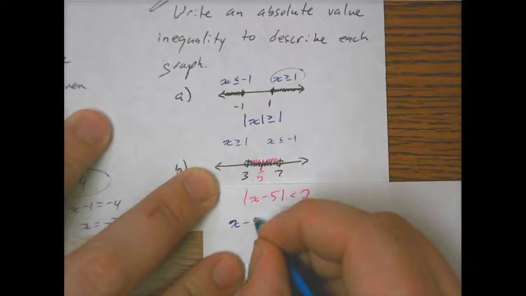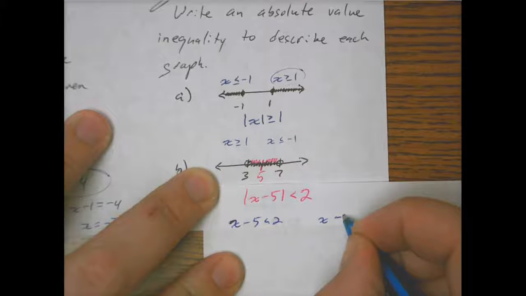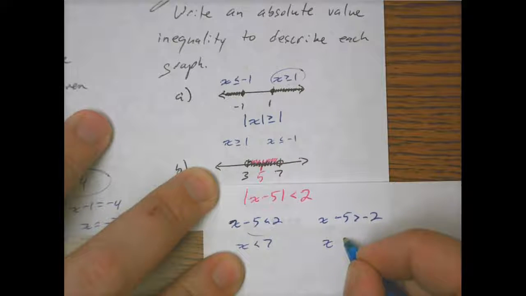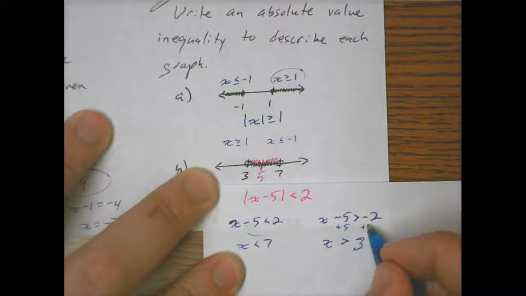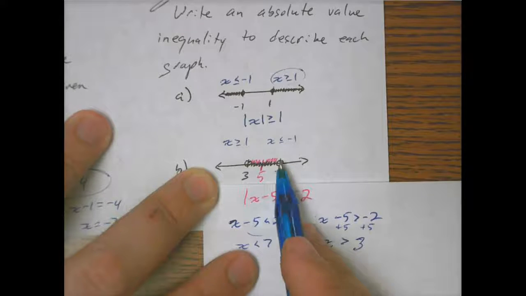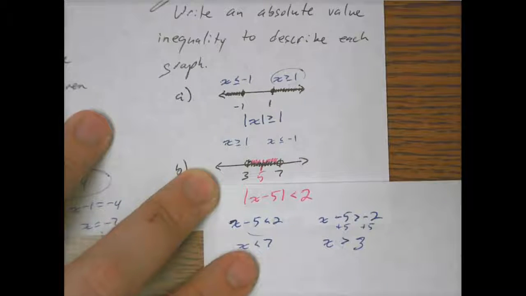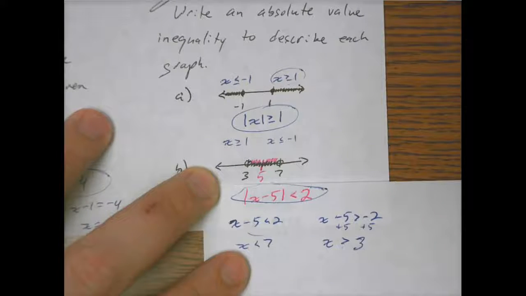So if we set this up like we want to solve, and then I would add 5, so x is less than 7. x is greater than 3. Plus 5, plus 5. All right, so less than 7, greater than 3. I know I have that set up. That is my inequality, and this was my inequality on the other one.